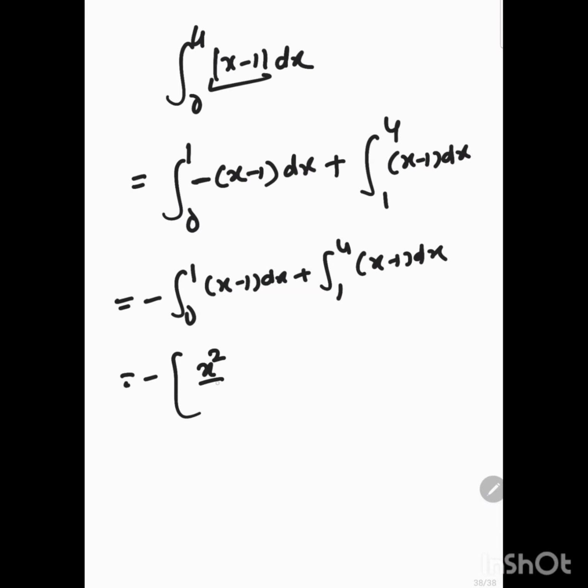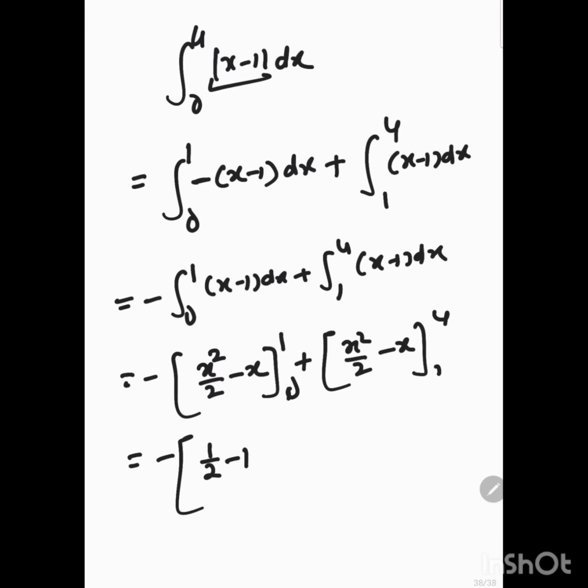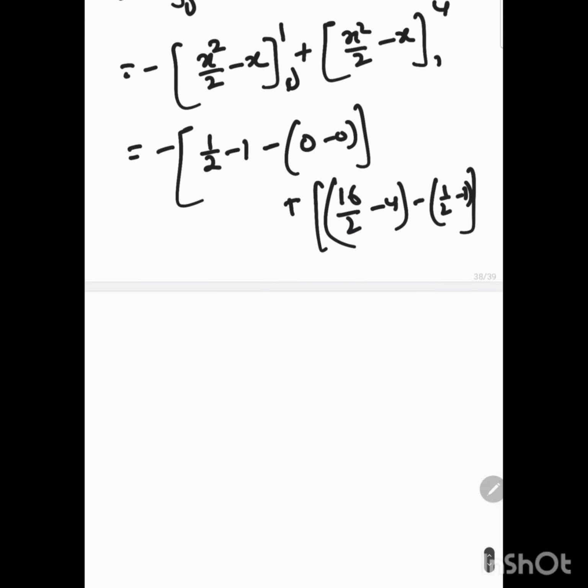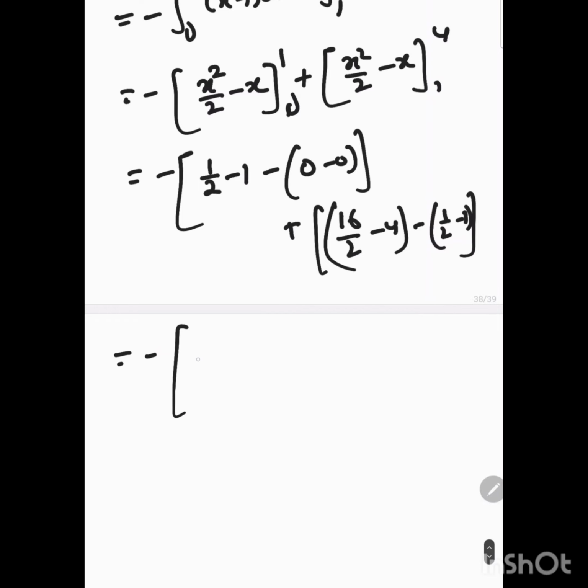Now, the integration of x minus 1 is x squared by 2 minus x, from 0 to 1, and here also x squared by 2 minus x from 1 to 4. Applying limits: for the first part, the upper limit gives 1 by 2 minus 1, and the lower limit is 0. For the second part, the upper limit gives 16 by 2 minus 4, and the lower limit gives 1 by 2 minus 1. So this is minus (1 by 2 minus 1) plus (8 minus 4 minus (minus half)).